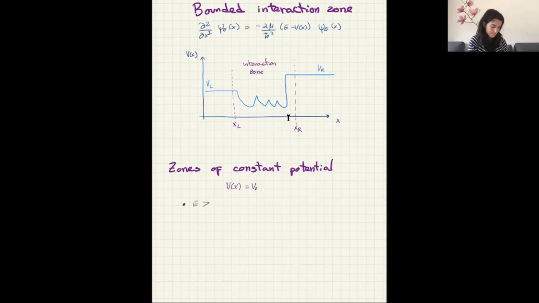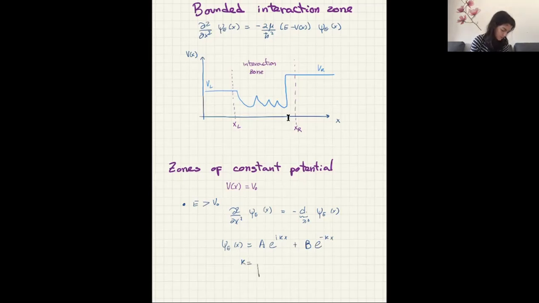E is going to be larger than V0. So then what we have here is the second derivative of psi of x equals minus 2 mu over h bar squared times (E minus V0), a constant that is positive, times psi of x. And the solution to this kind of differential equation is a sum of waves going to the left and to the right, where k is going to be the square root of essentially this constant, 2 mu over h bar squared, times E minus V0.